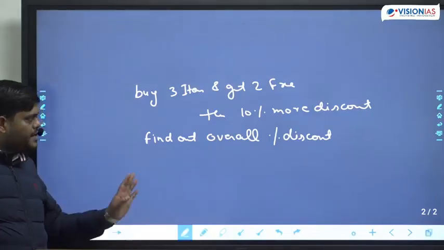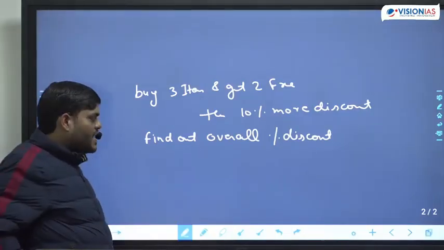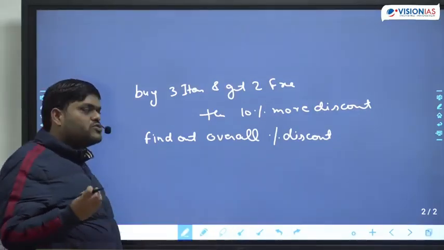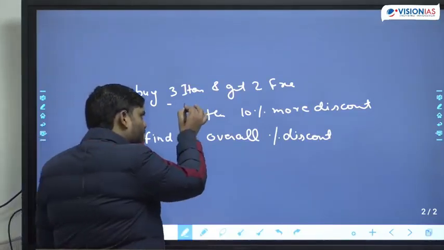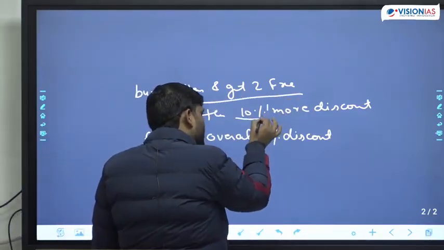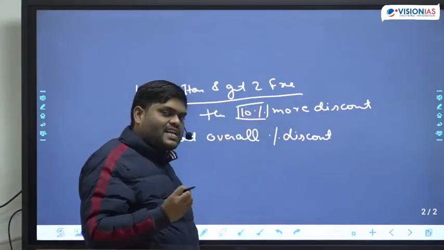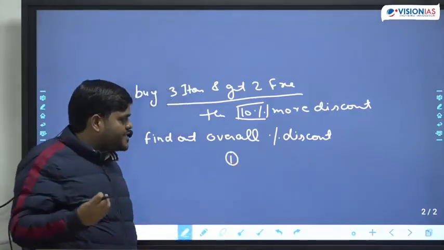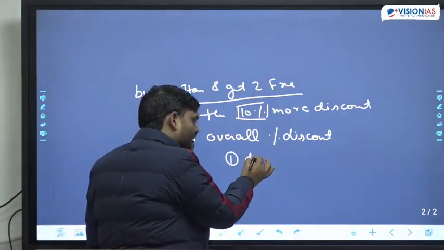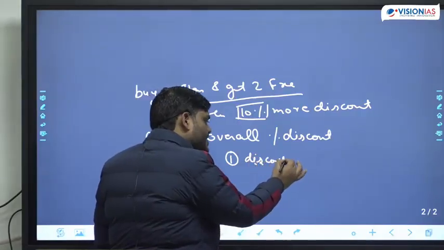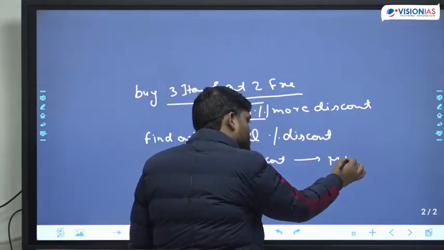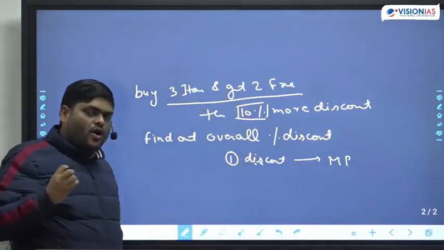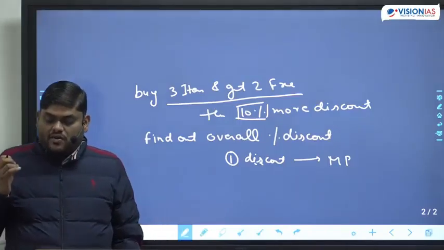Okay. Now, first thing is, these are the 2 discounts given. One is this discount, second one is this discount. If you remember the last class, I mentioned 2 points about discount. The first point was, discount is always calculated on the mark price.